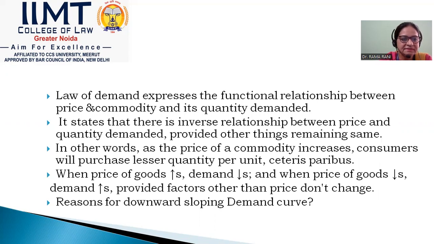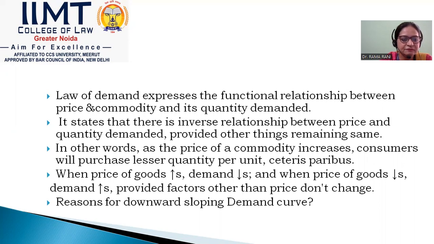So in other words, as the price of a commodity increases, consumers will purchase a lesser quantity per unit, and if the price of a commodity decreases, then consumers will purchase a higher quantity of the unit. When the price of a good increases, demand decreases.